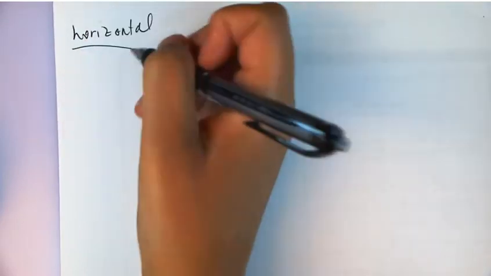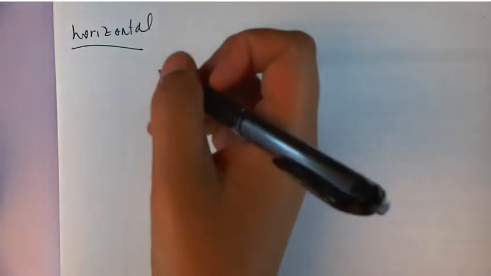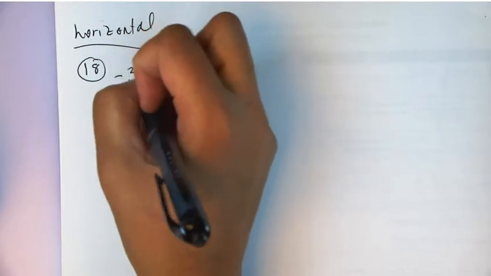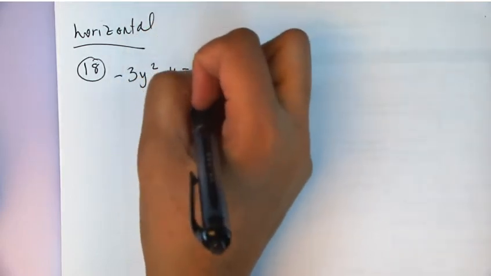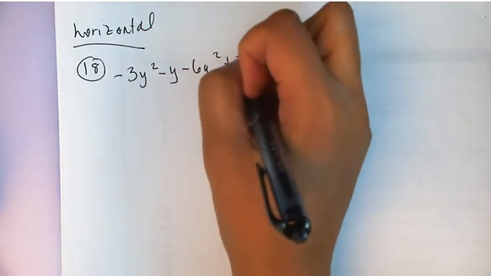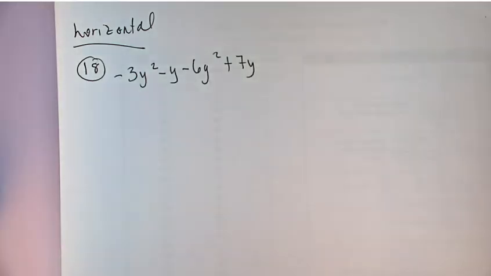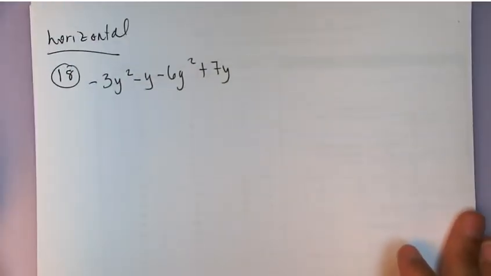We're going to just be combining like terms. So if we do it horizontally, let's do number 18. We have negative 3y squared minus y minus 6y squared plus 7y.